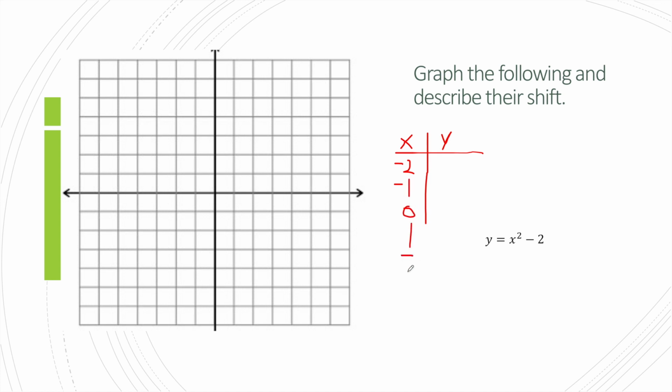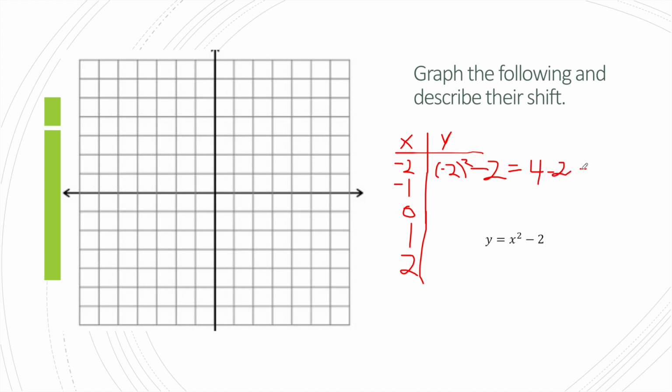So let's go ahead and substitute. So if I take negative 2 squared minus 2, I'm going to get 4 minus 2, which is just 2.